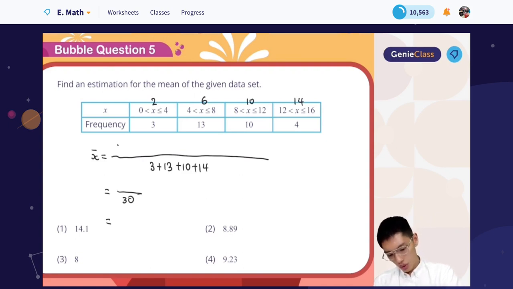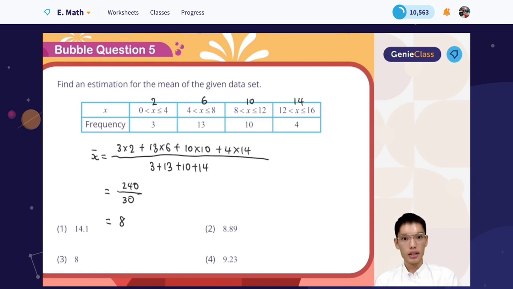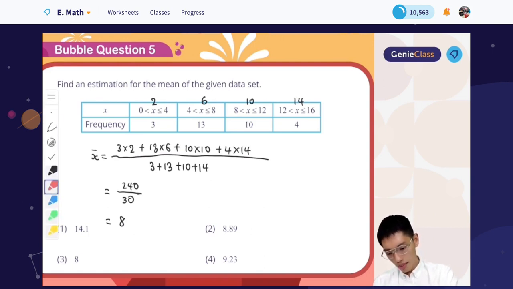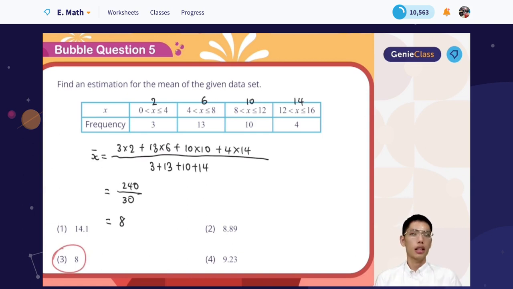So over here, I'm doing 3 times 2, or in fact, yeah, 3 of 2s, and 13 of 6, and 10 of 10, and 4 of 14. Simplifying that, I get 240. Simplifying further, I get 8. So just take note, the rest of the values you may have gotten is because you divided by the wrong frequency. Okay, now with this notion, last bubble question before we move on to the investigation.